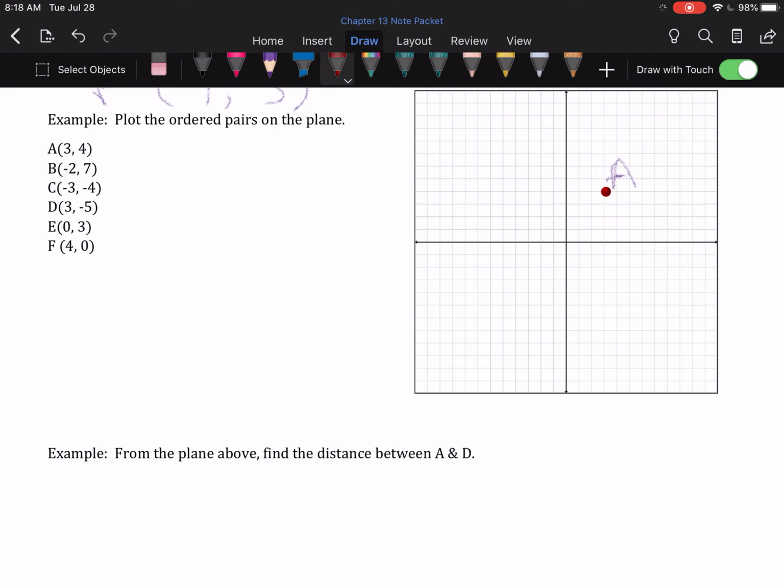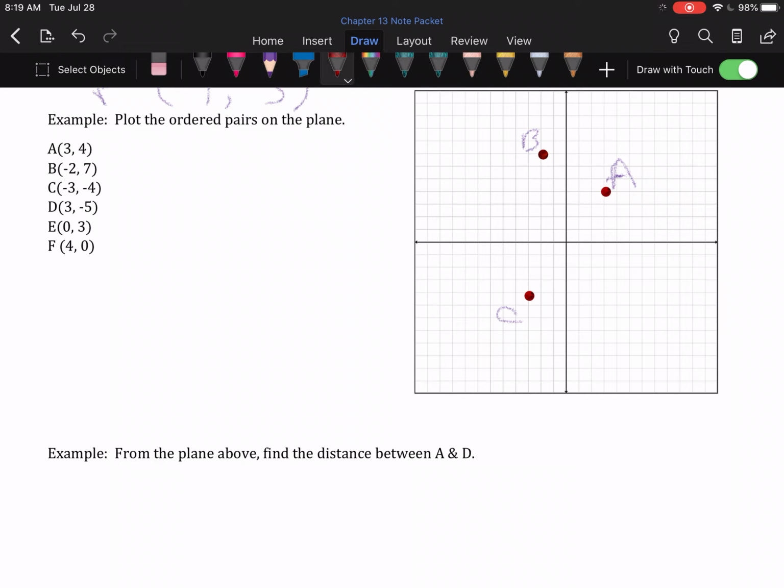B lives at negative 2, 7. That's left 2, up 7. So left 2, up 1, 2, 3, 4, 5, 6, 7. Roughly there. And if you don't think that's where B belongs, did you remember to go back to the origin before you started counting? Remember, we always start from the origin. Point C now lives at negative 3, negative 4, which is left 3 and down 4. So left 3, 1, 2, 3, turn and go down 1, 2, 3, 4. That point's a little bit low, but good enough. That is C.